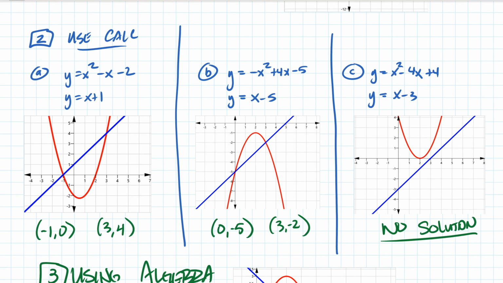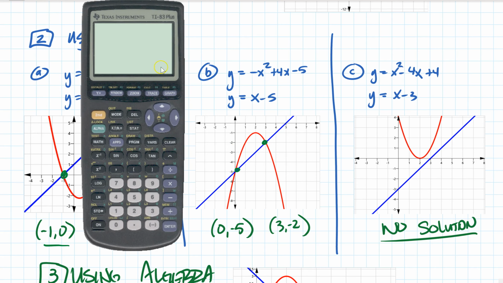So there will be three types of problems that we can do. And we would use the calculator here to graph both of these and see where they would intersect. So for A, there'd be 2 points of intersection, namely right there and there. For B, another 2 points of intersection. And then C, there might be some systems we can't solve together because there are no points of intersection. So let me show you really quick how you can do the first one here on your calculator.